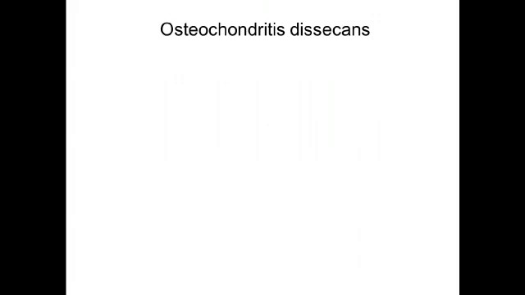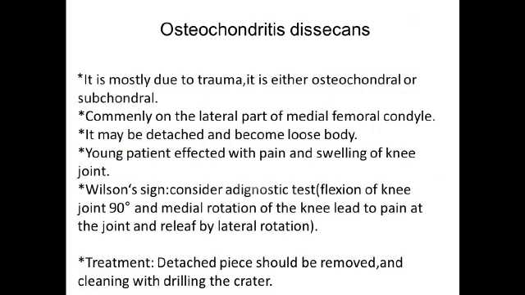Osteochondritis dissecans. It is mostly due to trauma. It is either osteochondral or subchondral, commonly on the lateral part of the medial femoral condyle. It may be detached and become a loose body. Young patients are affected with pain and swelling of the knee joint.